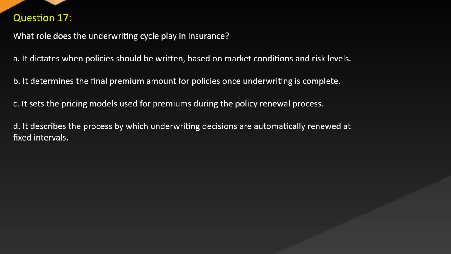Question 17. What role does the underwriting cycle play in insurance? A. It dictates when policies should be written based on market conditions and risk levels. B. It determines the final premium amount for policies once underwriting is complete. C. It sets the pricing models used for premiums during the policy renewal process. D. It describes the process by which underwriting decisions are automatically renewed at fixed intervals.